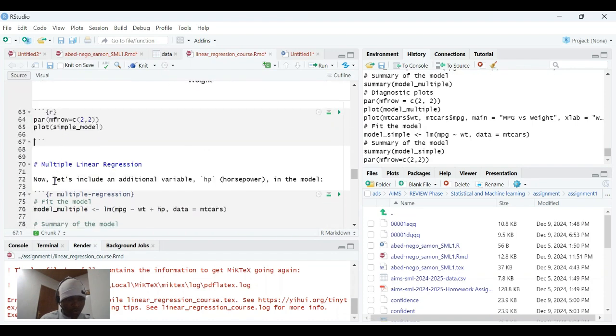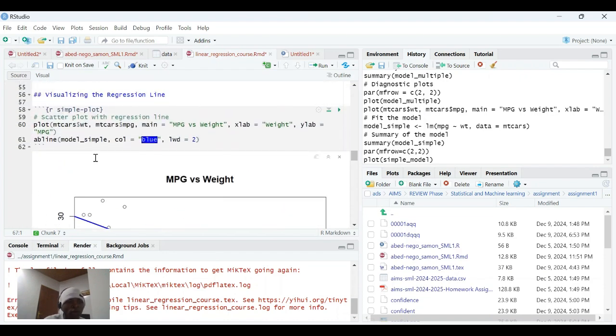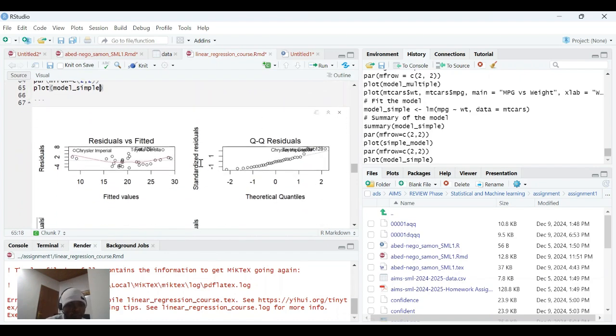Okay, the first one is working. But simple model not found. How do we call the model? Okay, model_simple, that's how we call it. So this is what we built.